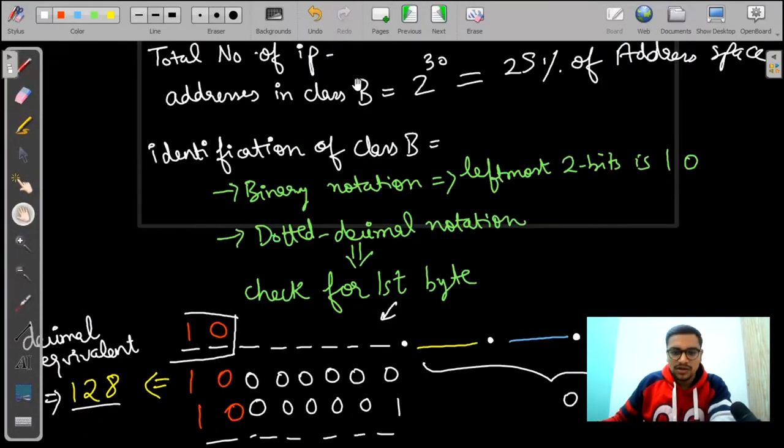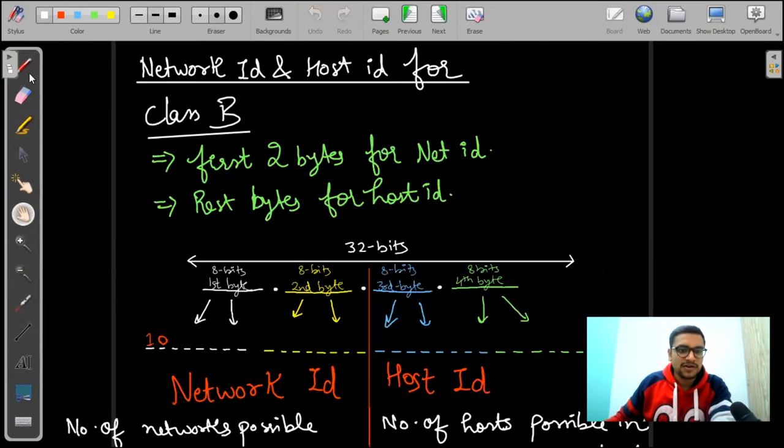Now moving on, we have another concept of network ID and host ID. So for class A, like I told you, the first byte of the IP addresses is reserved for the network ID.